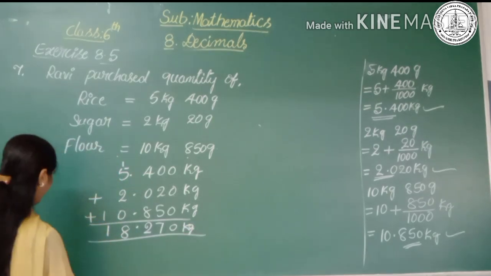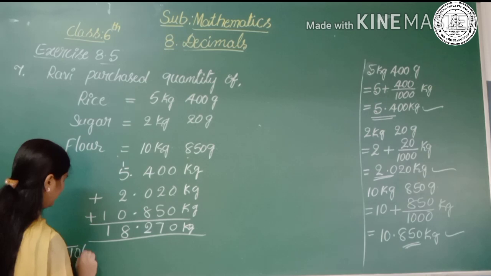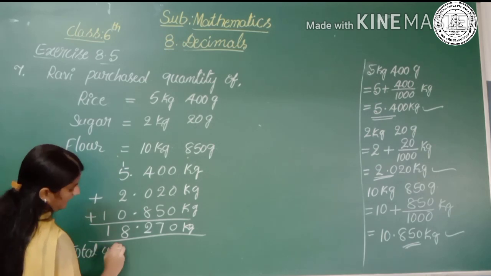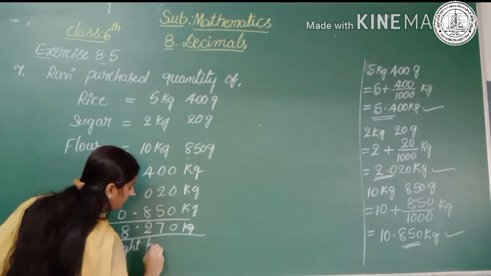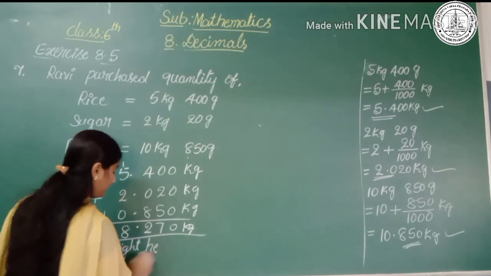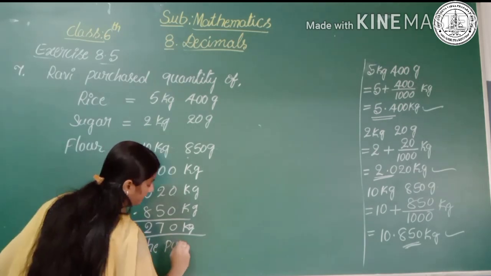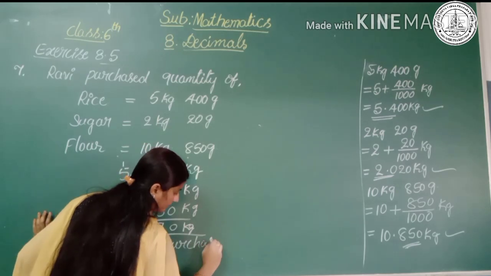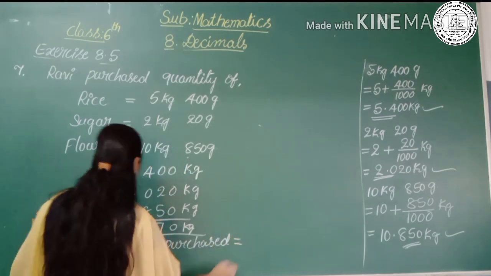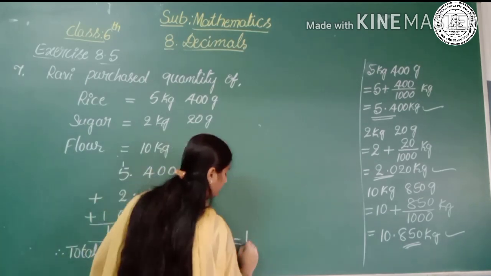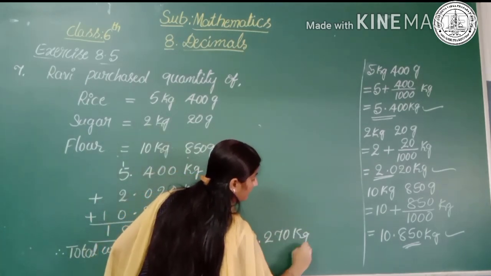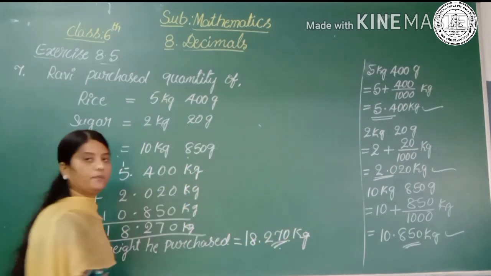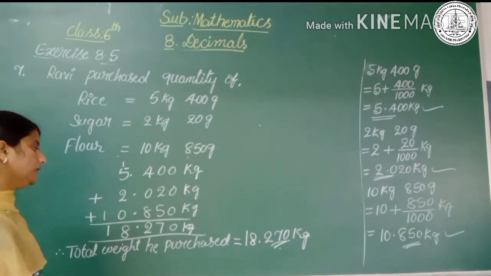Okay, write down: therefore, total weight he purchased, or you can also write Ravi purchased, is equal to 18.270 kg. Okay, is it clear?